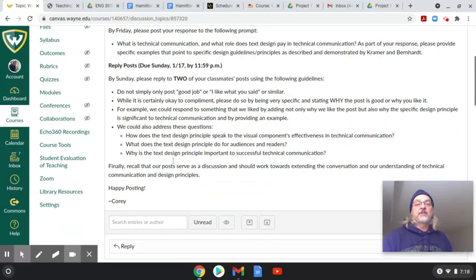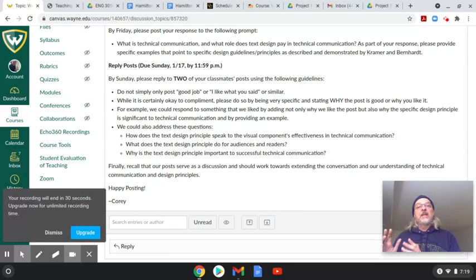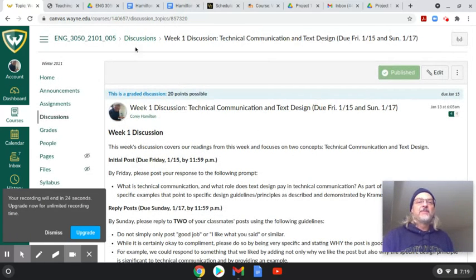Think about these questions. How does the text design principle speak to visual components, effectiveness in technical communication? Start to really play with these ideas of thinking about the design of a text, in addition to the content of what we're saying. So we need to think about putting those two together, if you will.